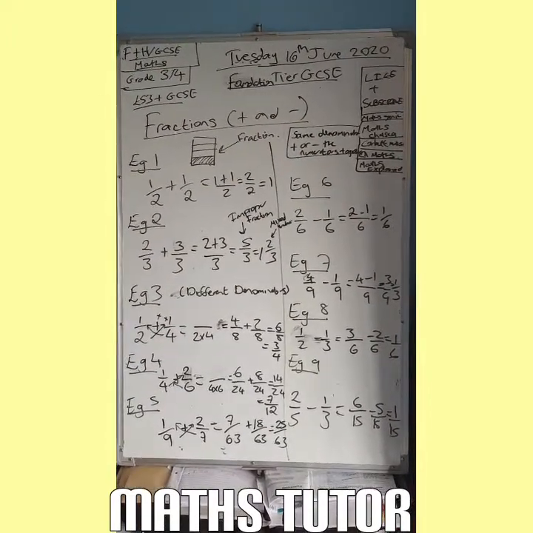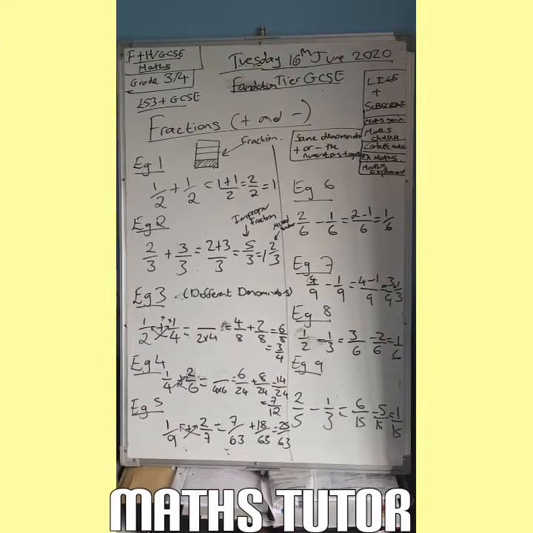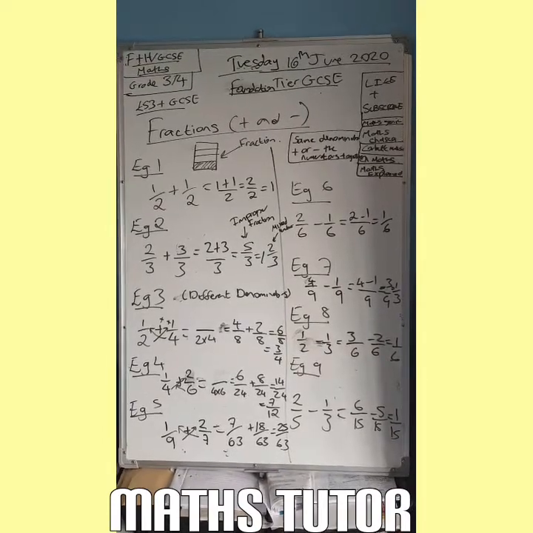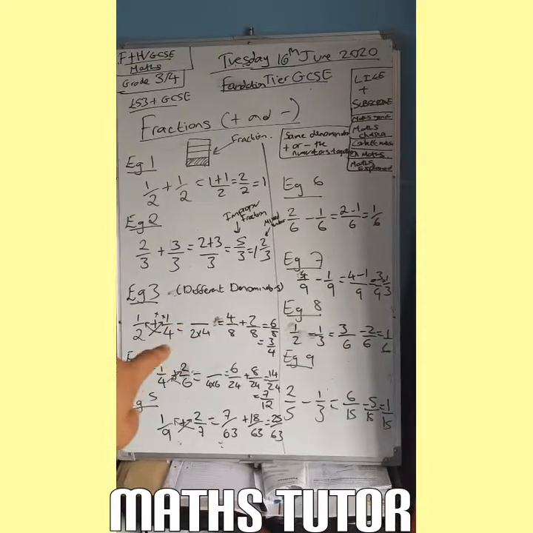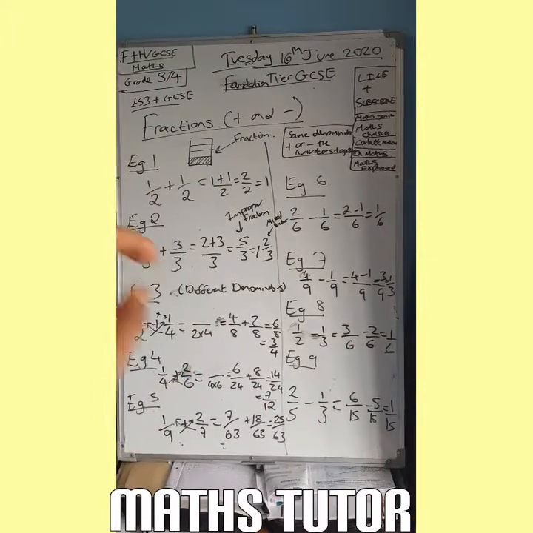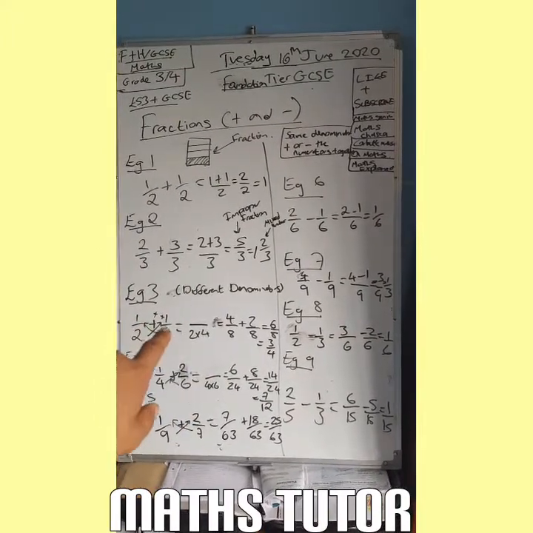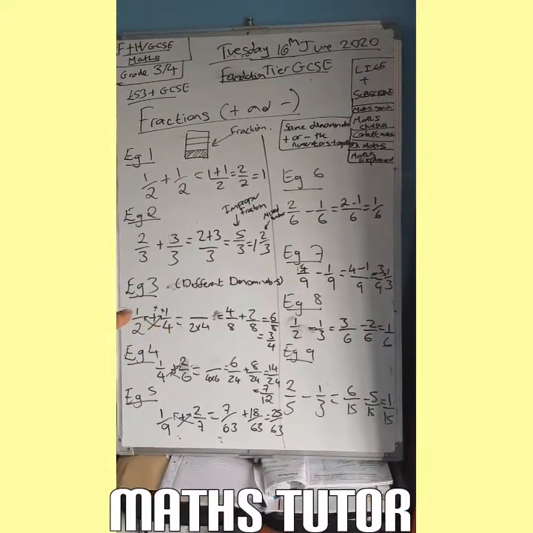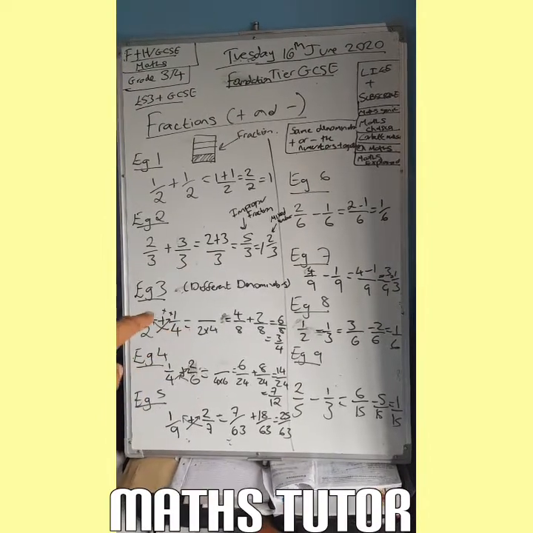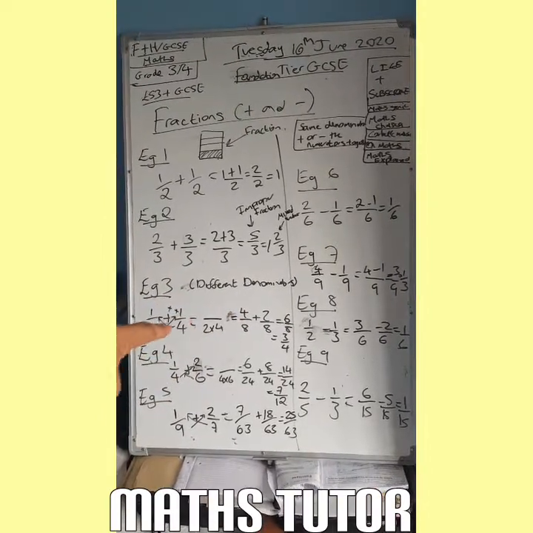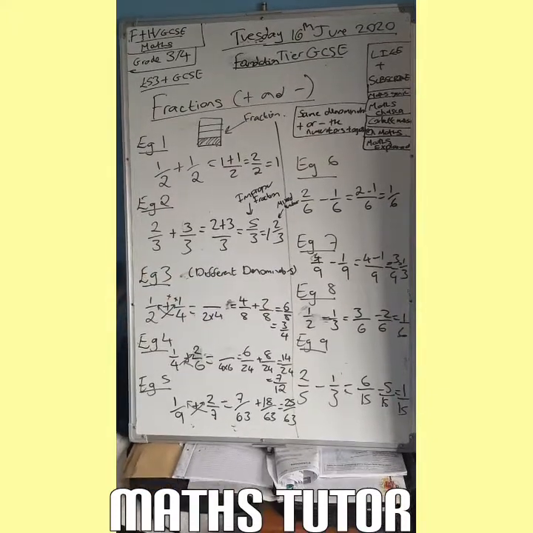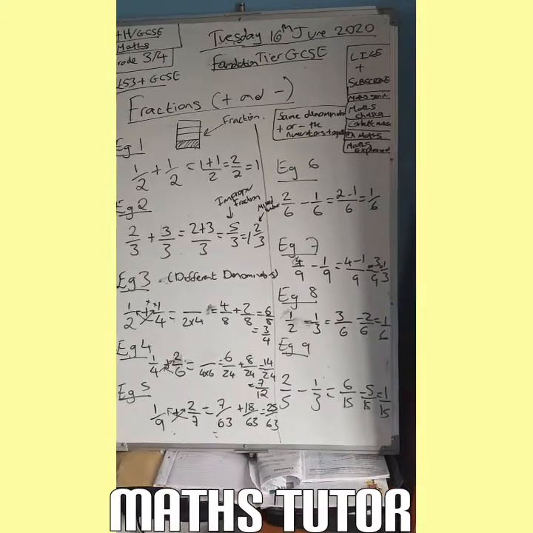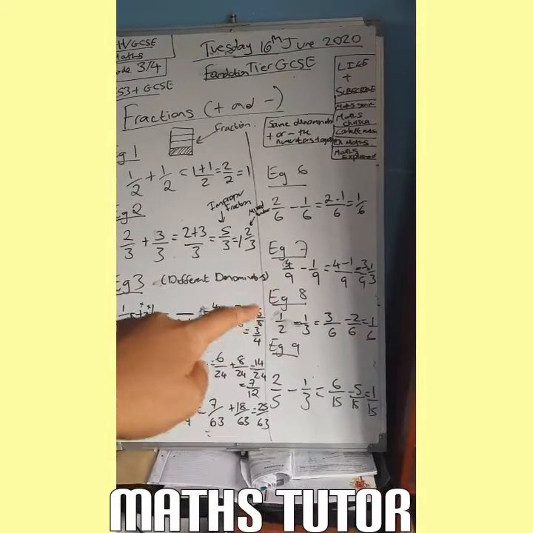Example number 3, a half plus a quarter. Here I don't have the same denominator, so I multiply the bottom numbers together, 2 times 4, which gives 8. What I've done here is convert these fractions into fractions over 8. I've done cross multiplication: 4 times 1 to get 4 there, and 2 times 1 to get 2 there. 4 over 8 plus 2 over 8 gives me 6 over 8, which simplifies to 3/4, dividing top and bottom by 2.